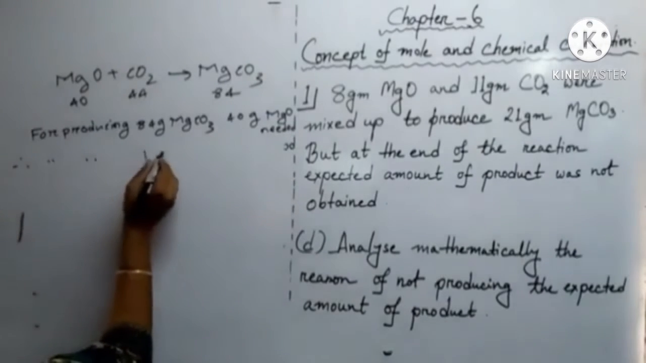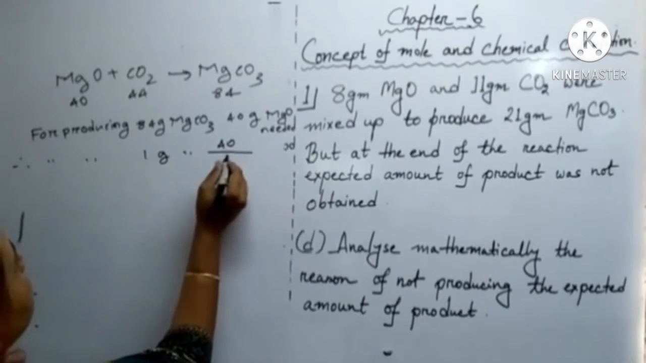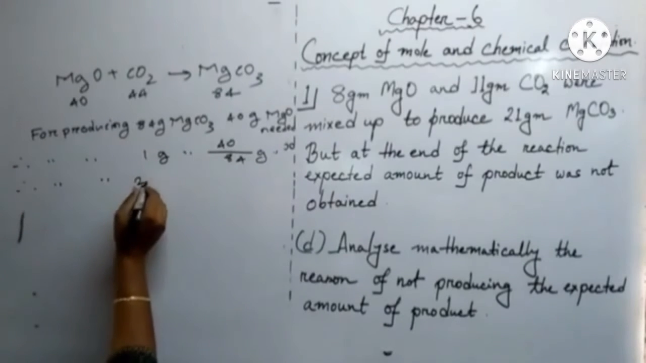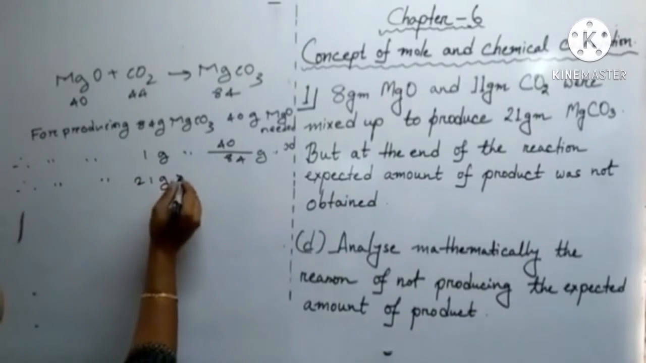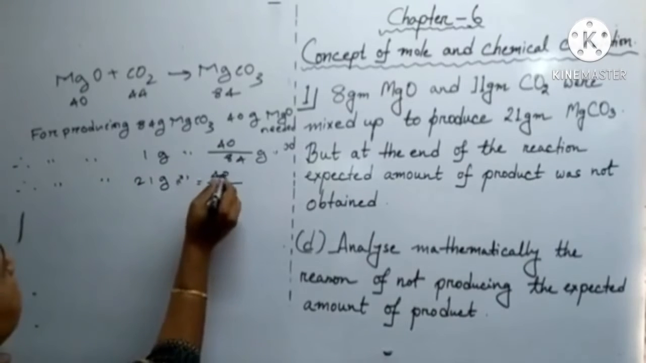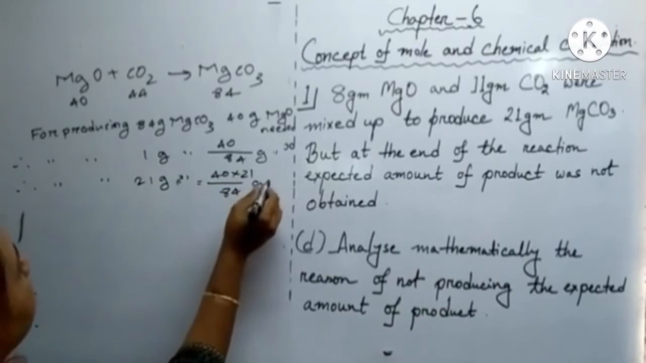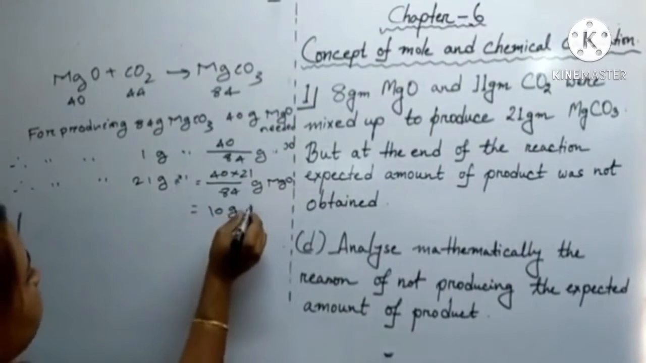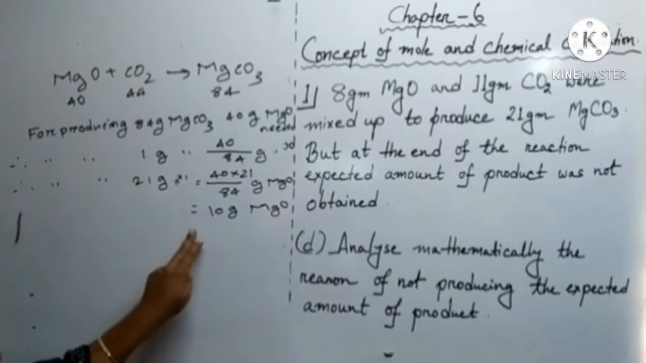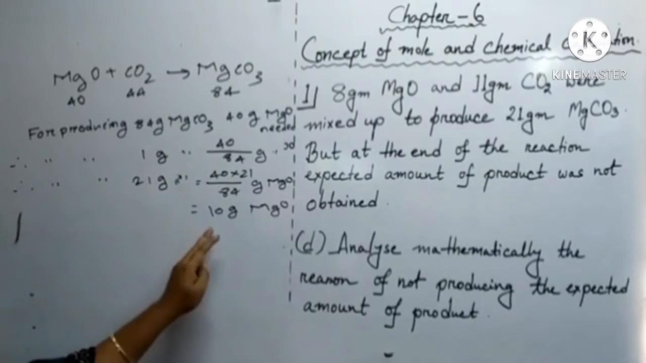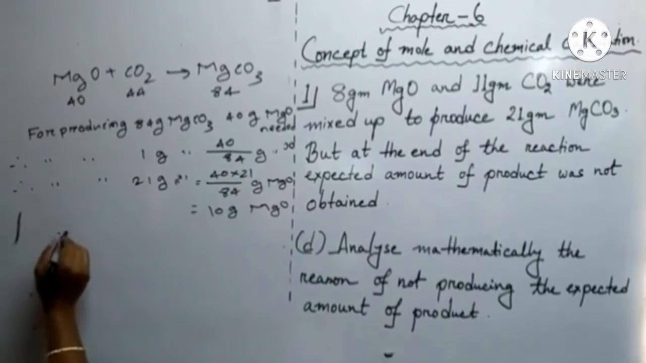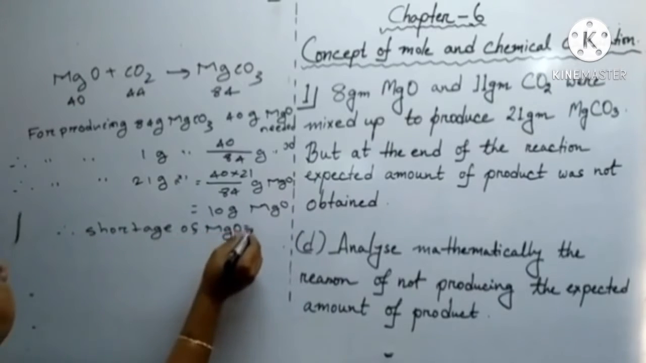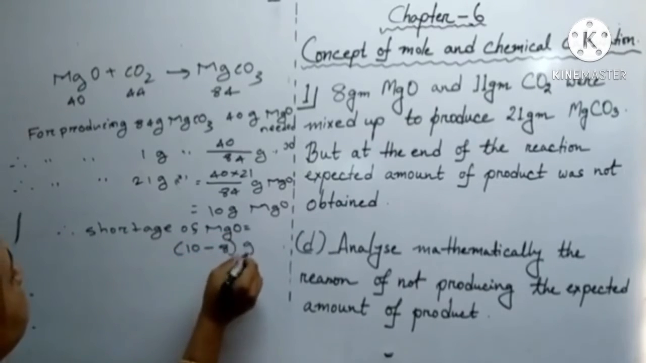Therefore, for producing 1 gram magnesium carbonate, 40 divided by 84 gram magnesium oxide is needed. Therefore, for producing 21 gram, you know that our target is 21 gram magnesium carbonate, 40 into 21 divided by 84 gram magnesium oxide is needed. That means 10 gram magnesium oxide is needed, and the given amount is 8 gram. So what is the shortage? We need 10 gram but the given amount is 8 gram. Therefore the shortage of magnesium oxide is equal to 10 minus 8 gram, which is equal to 2 gram.